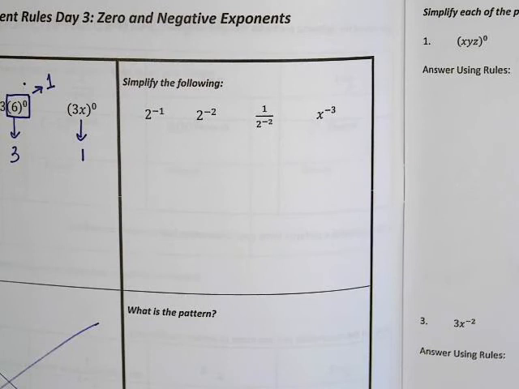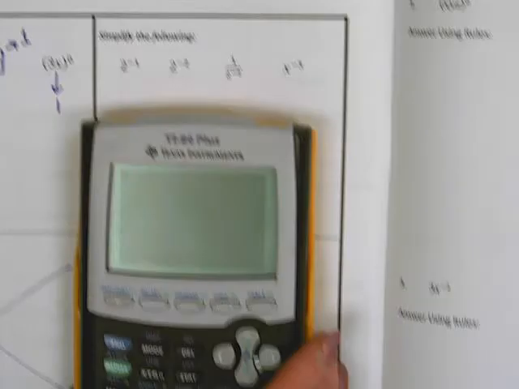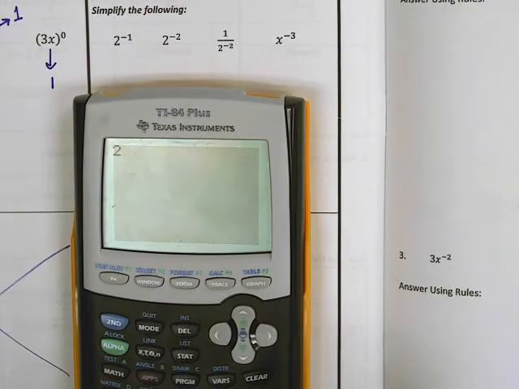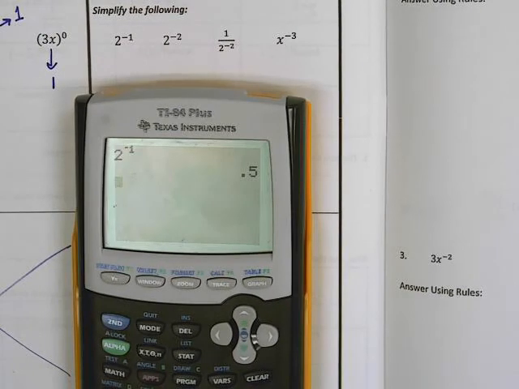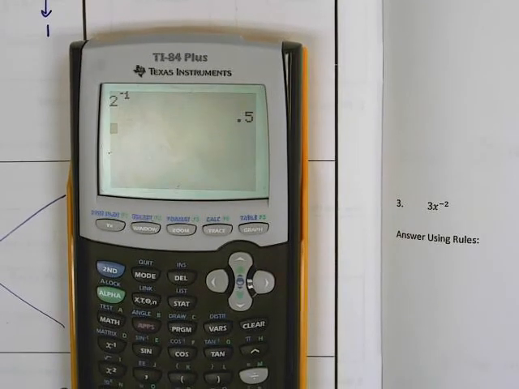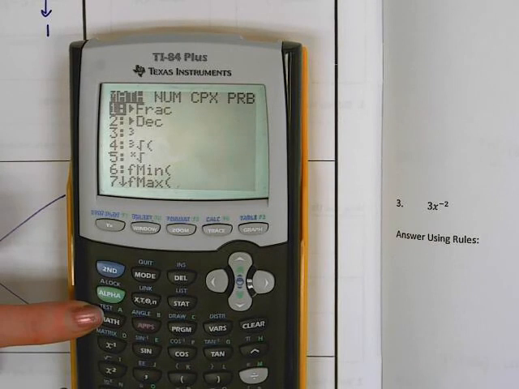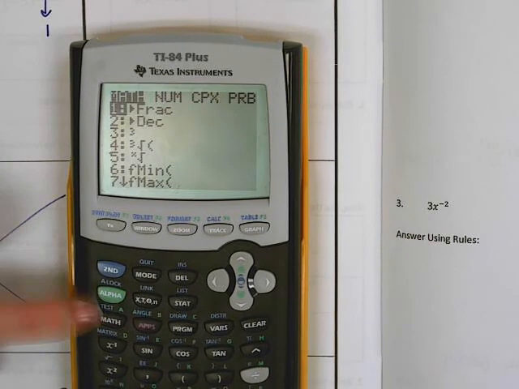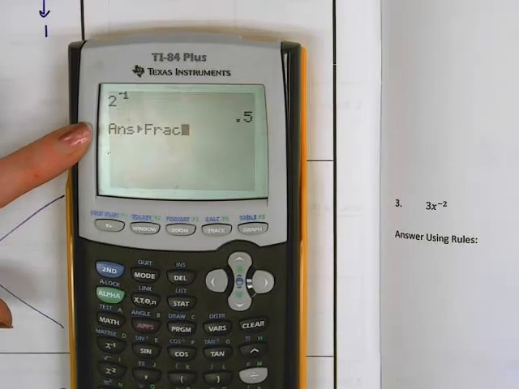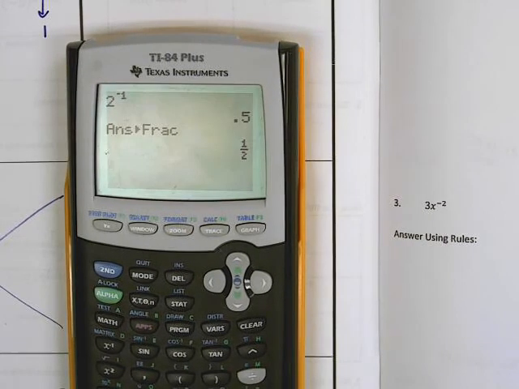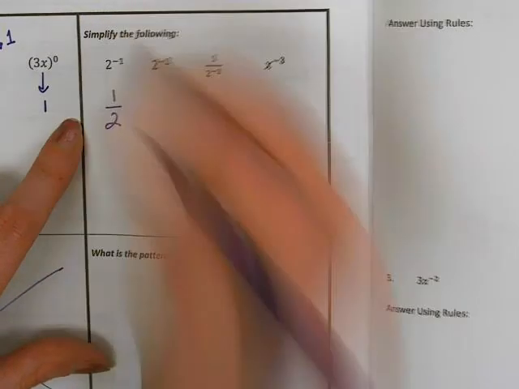Okay, now negative exponents, these are a little harder. So let's do one together. 2 to the negative 1 power. 2 raised to the negative 1 power ends up being 0.5. But instead of writing 0.5, I'm going to have you turn it into a fraction by hitting math and then hitting enter on frac 2 times. Once, twice. Okay, so 2 to the negative 1 ends up just being 1/2.